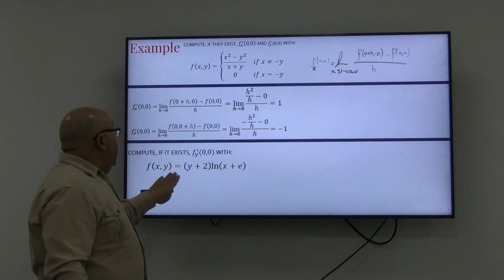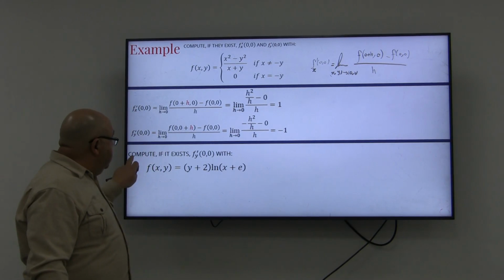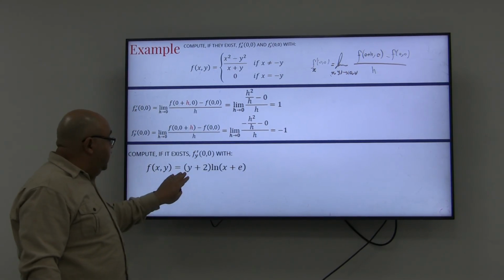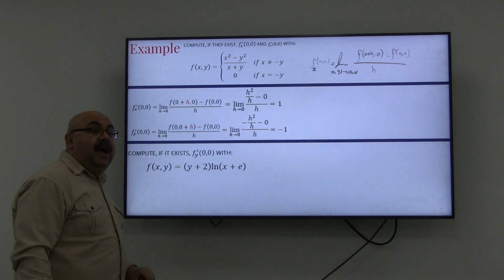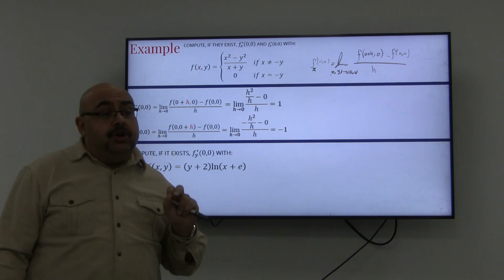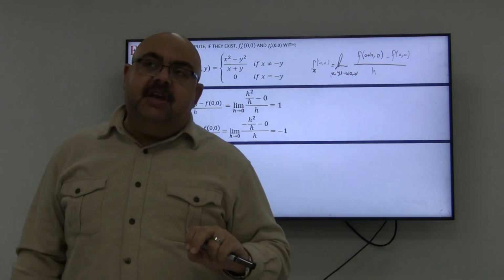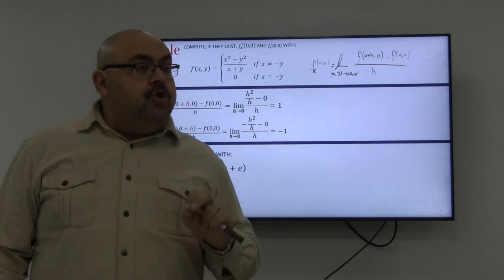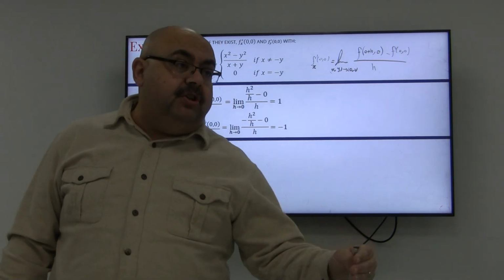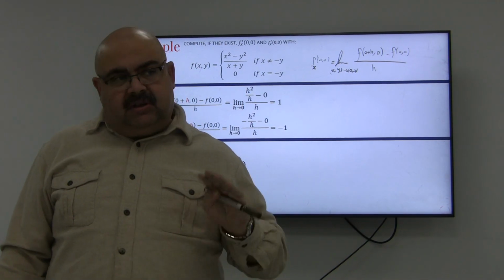By the idea, I have here also: compute, if it exists, f dash y at the origin, with the function (y plus 2) times ln(x plus e). By the idea, I can differentiate using the general laws of the partial derivatives. You differentiate only with respect to the variable that you are differentiating with. The second variable is going to be a constant.